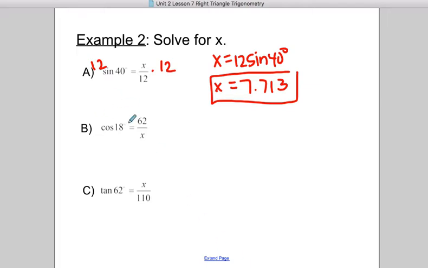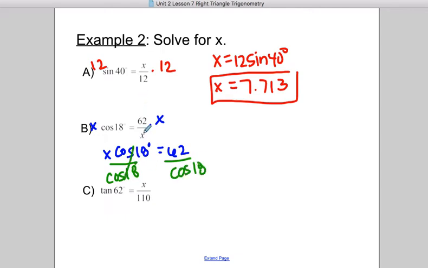The next one, once again, X is in the bottom, so we'll multiply by X. So we have X cosine of 18 degrees equals 62. And then we'd have to go ahead and divide by cosine of 18.